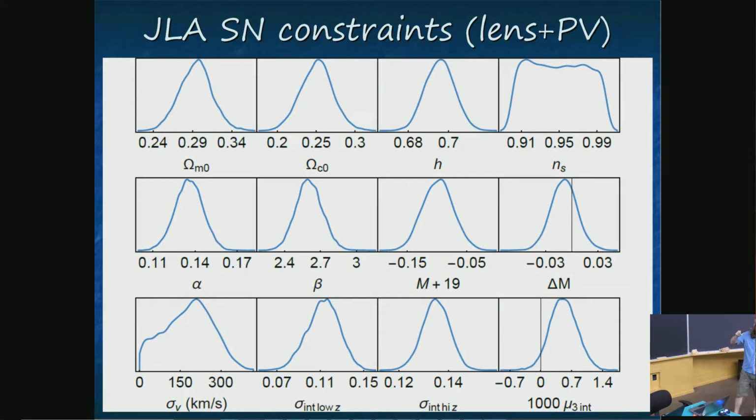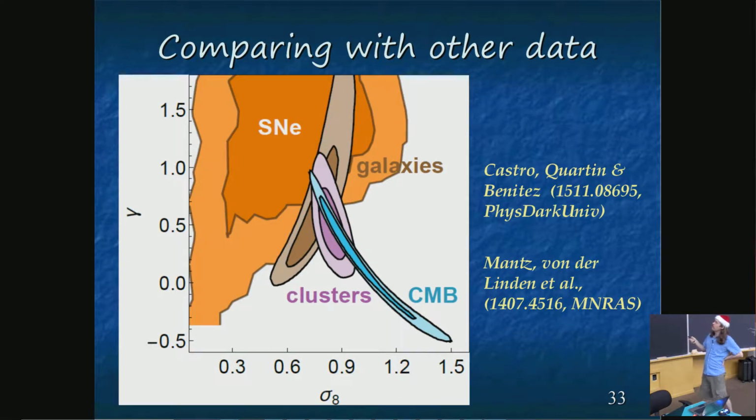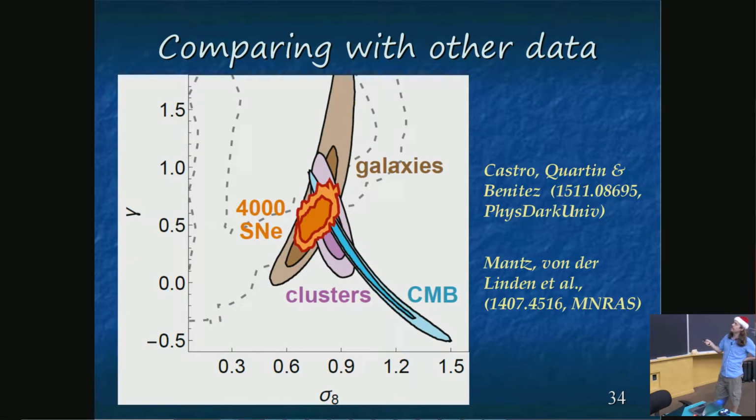Because actually the peak velocity is sensitive to H, but it's a very small dependence. It's a very mild dependence. So you know, we have to put a prior. So this is what we get here, and this is what we could do with this 4,000 catalog.